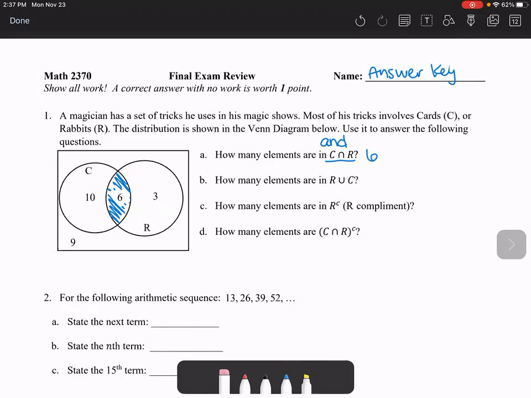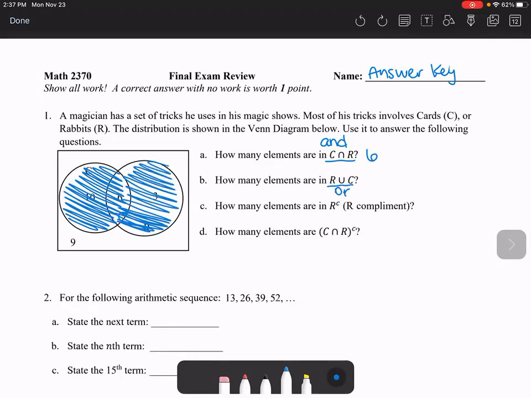And now we want to see how many elements are in the union of R and C. So this is the union, so this is OR. Anything that's in C or R, so we look at both of them combined. We look at all of C and all of R, and we see how many things are in this. We have 10 that are just in C, 6 that are in both of them, and 3 that are just in R, for a total of 19.